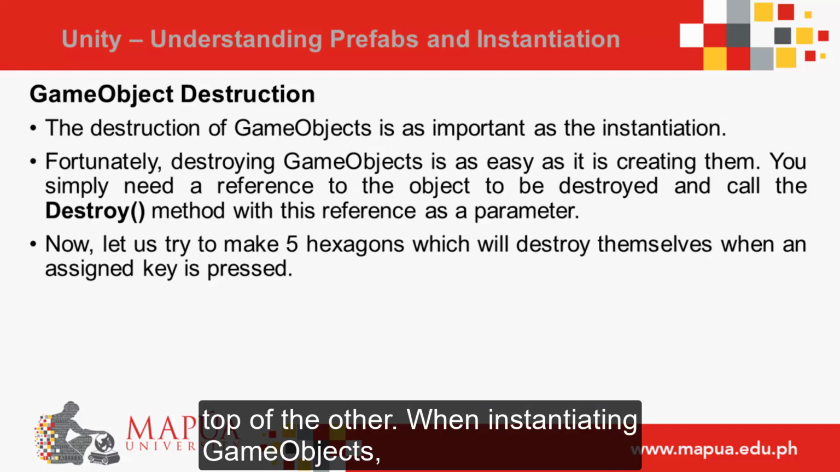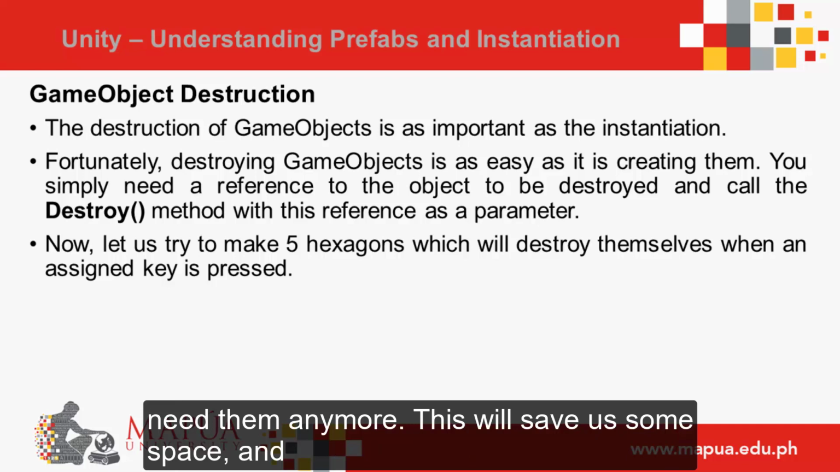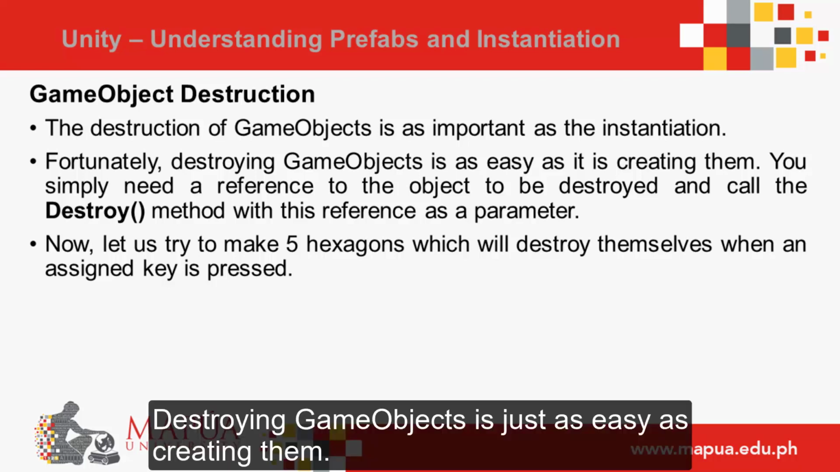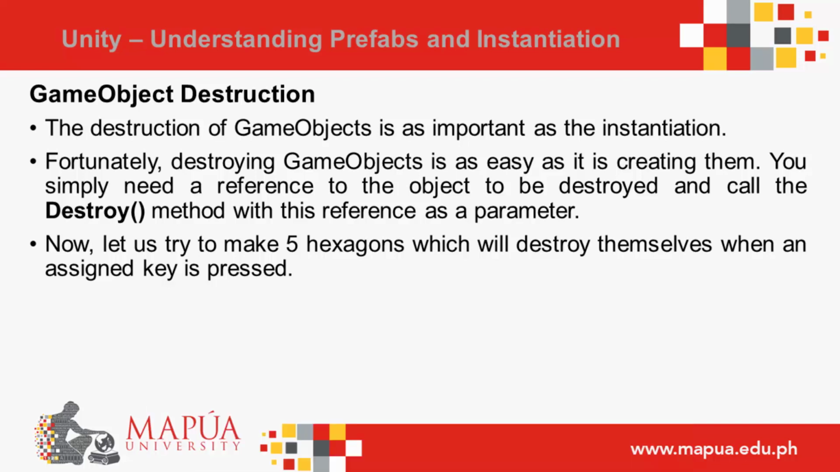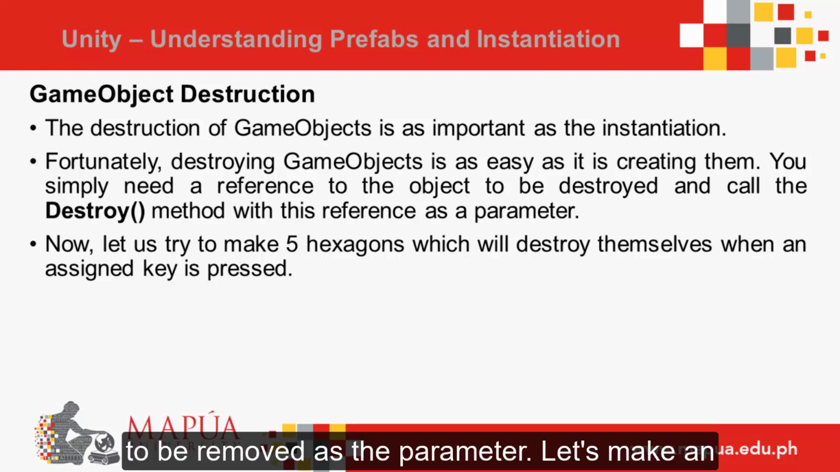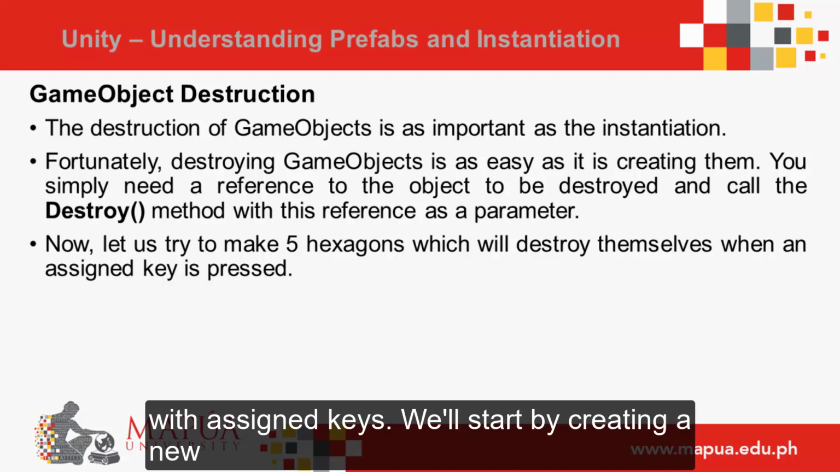When instantiating game objects, it is also important that we destroy them, especially when we don't need them anymore. This will save us some space and make our game run more efficiently. Destroying game objects is just as easy as creating them. We just need to call the destroy method and use the object that needs to be removed as the parameter. Let's make an example by creating 5 hexagons and destroying them with assigned keys.